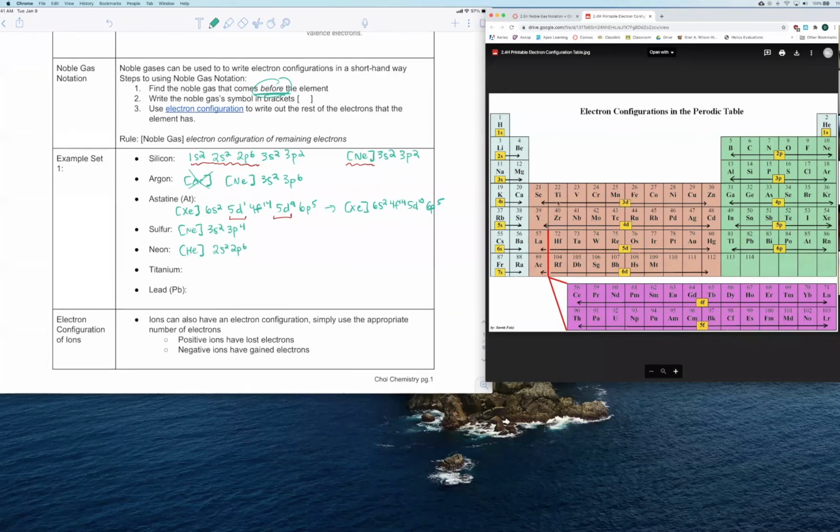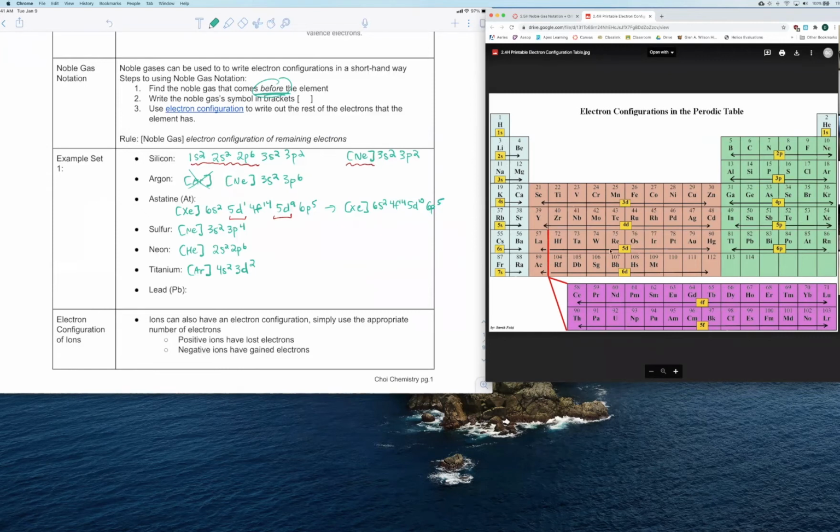Titanium would be over here. It's a transition metal. So titanium, the noble gas before that would be argon. And then you would have 4s2, 3d2.